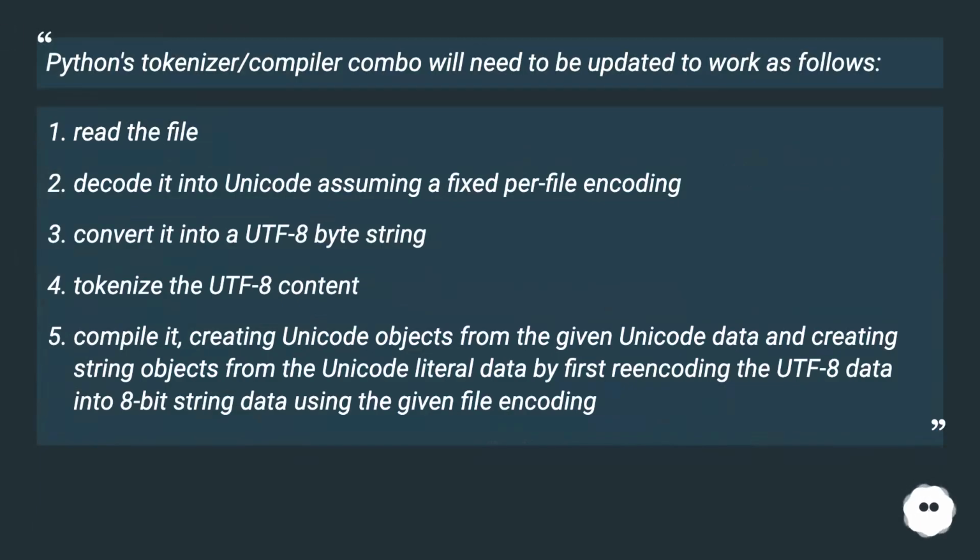Python's tokenizer/compiler combo will need to be updated to work as follows: read the file, decode it into Unicode, assuming a fixed per-file encoding, convert it into a UTF-8 byte string, tokenize the UTF-8 content, compile it, creating Unicode objects from the given Unicode data and creating string objects from the Unicode literal data by first re-encoding the UTF-8 data into 8-bit string data using the given file encoding.